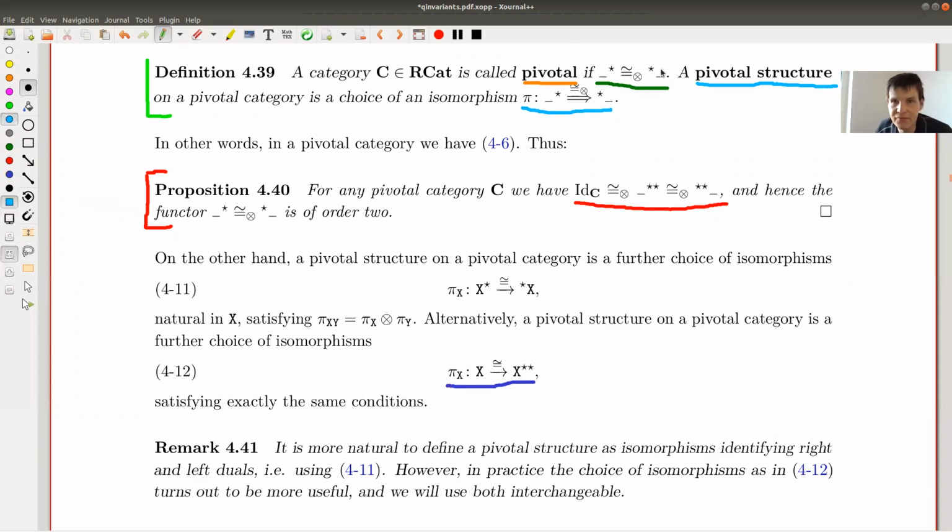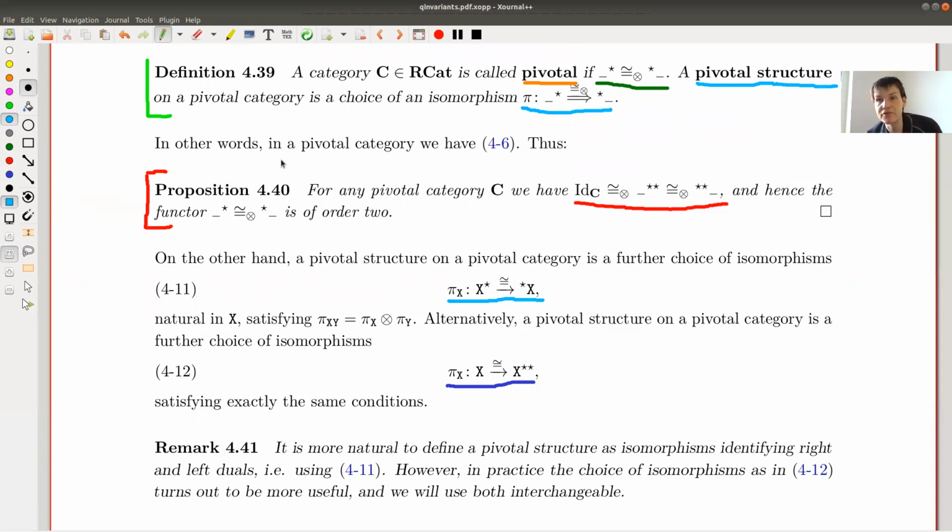If left dual functor is equivalent to right dual functor, this certainly implies that left dual is equivalent to right dual. So my assumption on pivotality is stronger than what I really have in mind, and what I really have in mind is that left and right duals are equivalent.